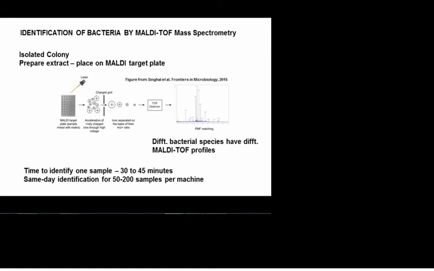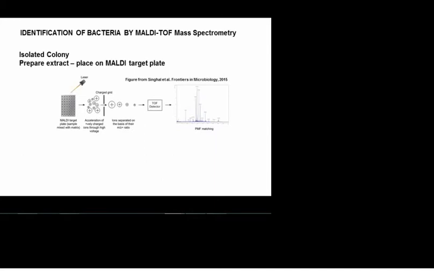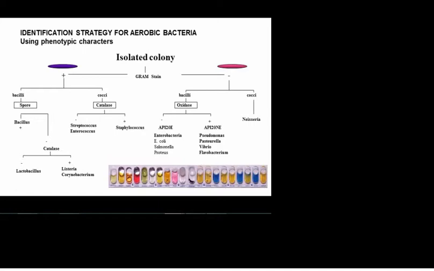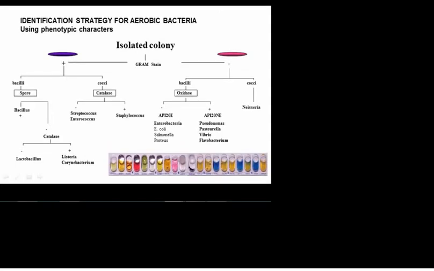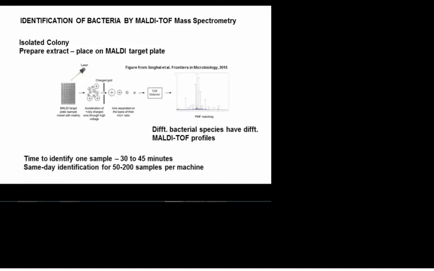The reason this is very good is because you can identify a sample in 30 to 40 minutes, and you can do maybe 50 to 200 in a day. If you're using classical techniques like this, you've got the colony, you perform your initial tests, and then that tells you the more sophisticated tests that you need to perform. So this is day 1. Then you set up the test. This is day 2. So it's another day before you get an identification. With MALDI-TOF, you get the identification on the same day.